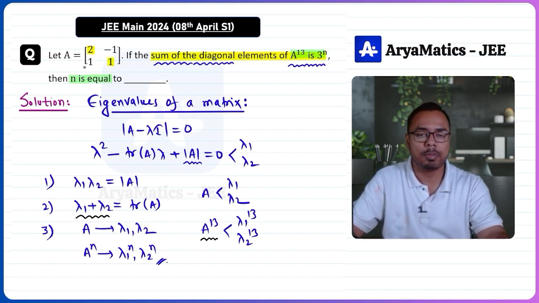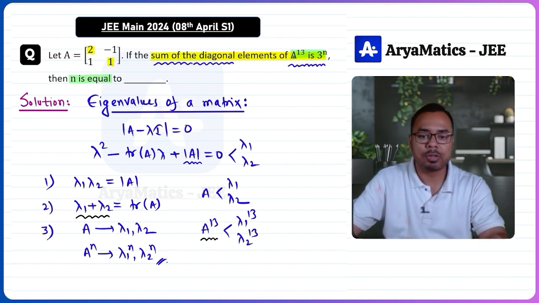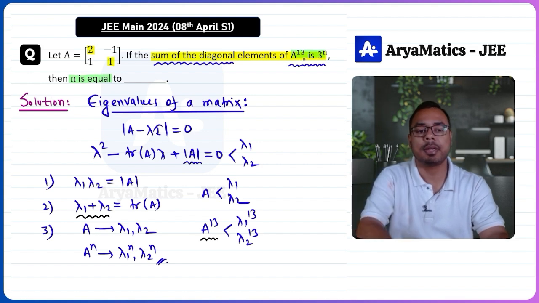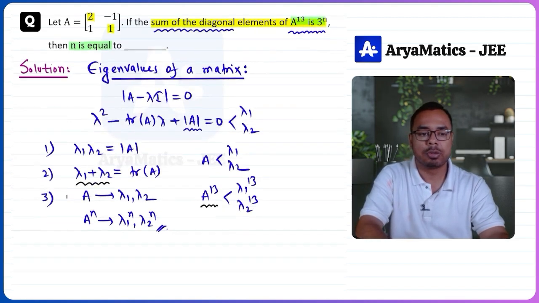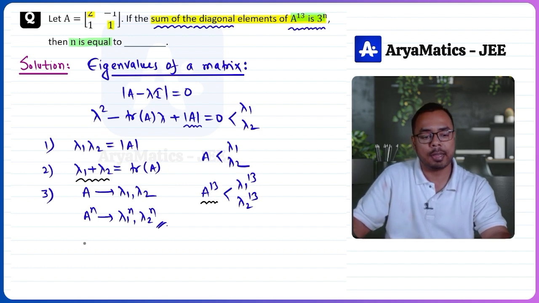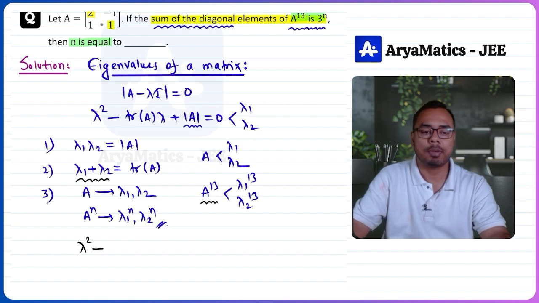First find the eigenvalues of matrix A. From there find the eigenvalues of A raised to 13. And then the trace of matrix A raised to 13 is nothing but the sum of eigenvalues. So here if I have to find the eigenvalues of matrix A, then it will be lambda square minus trace of matrix A.